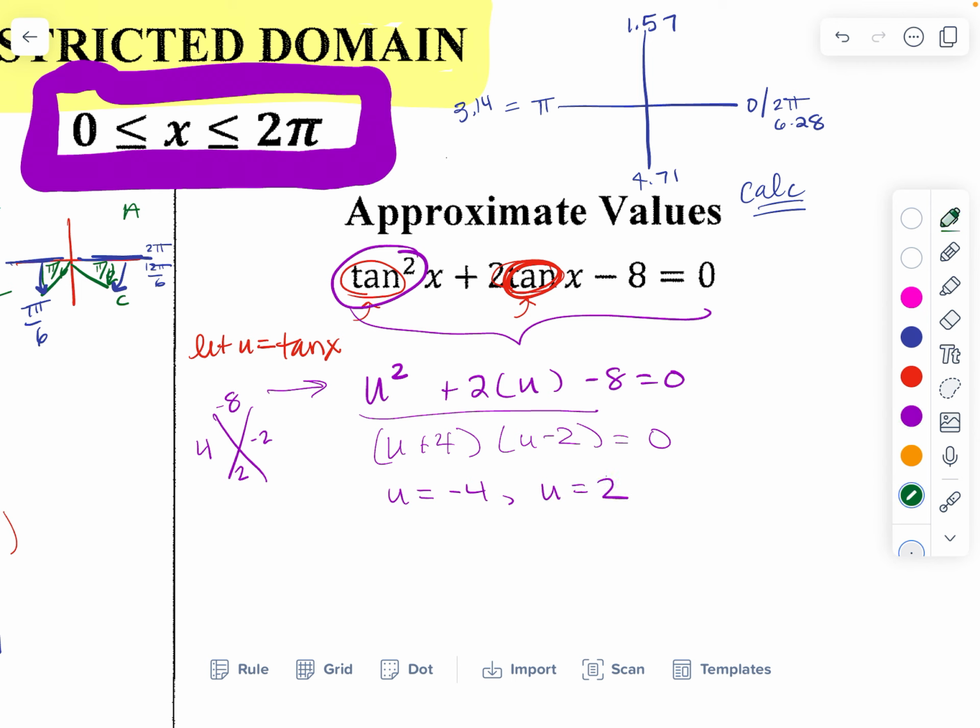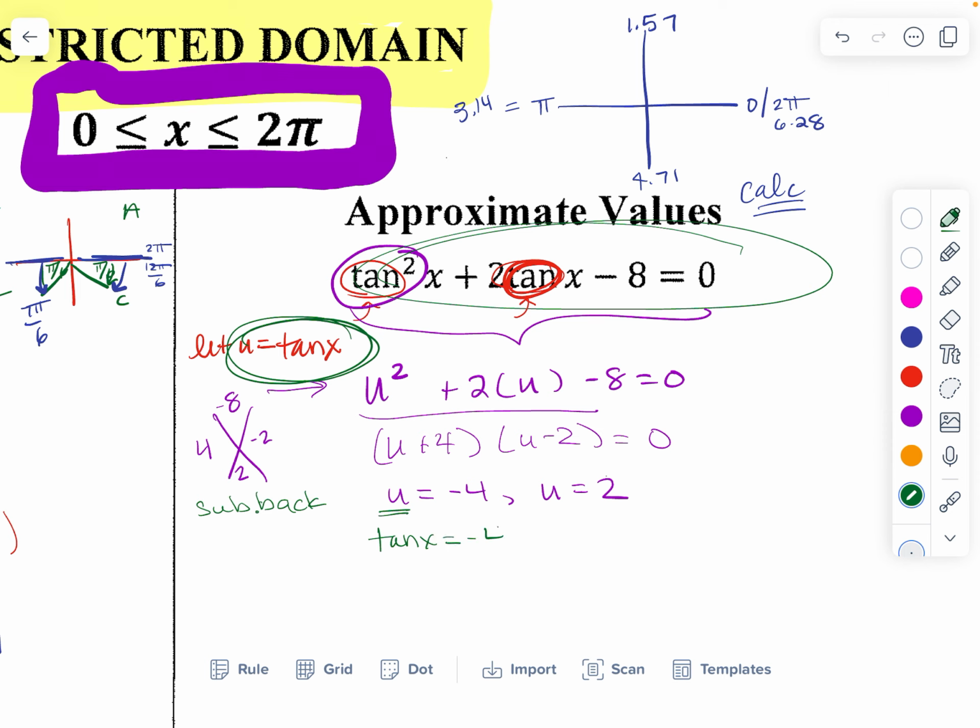But remember, we're trying to solve for tangent x. So now we're going to substitute back, because u isn't actually u. u is tangent x. So we're actually going to say tangent x should equal -4, and tangent x should also equal 2.